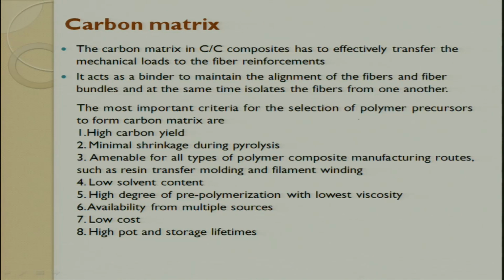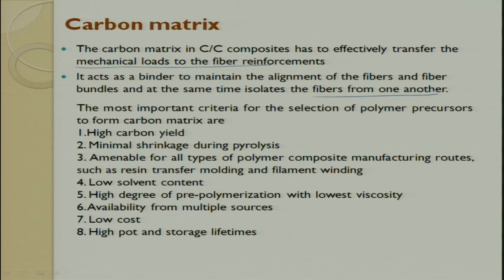When you talk about the carbon matrix, the basic function of the carbon matrix in CC composite is to transfer the mechanical load between the fibers. It has to bind the fibers. These two are well known. So, it acts as a binder to maintain the alignment of the fibers in the fiber bundle, and at the same time isolate the fibers from one another. So, this is the basic function of a carbon matrix.